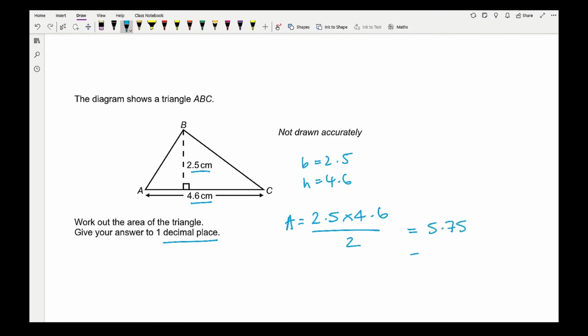5.75. Now rounding that answer to 1 decimal place is going to be 5.8 centimeters squared, and I'm just going to write down to 1 decimal place. Now if you are given a rounding question, it's always good practice to write down whatever your calculator says, but always make sure that you're emphasizing that your final answer is what they've asked you to round it to.